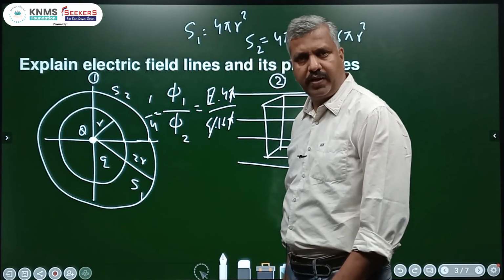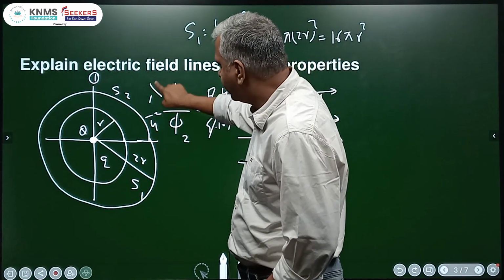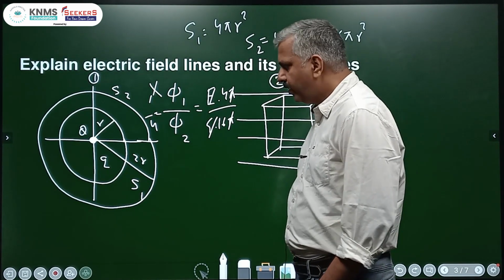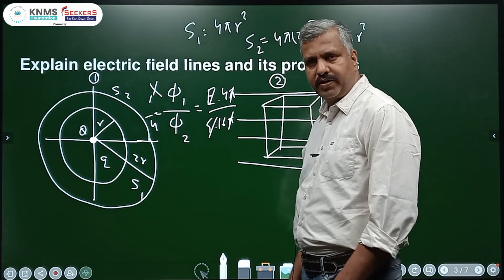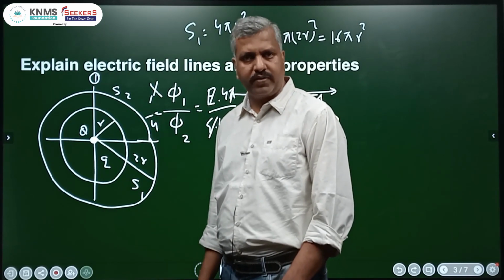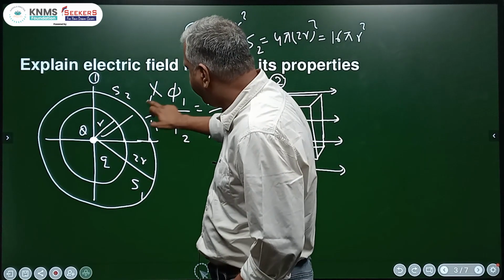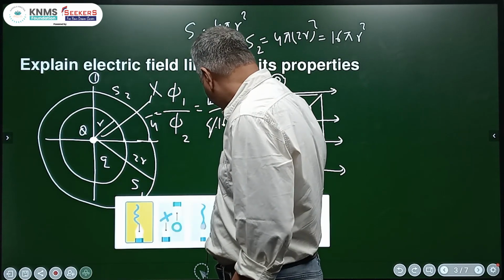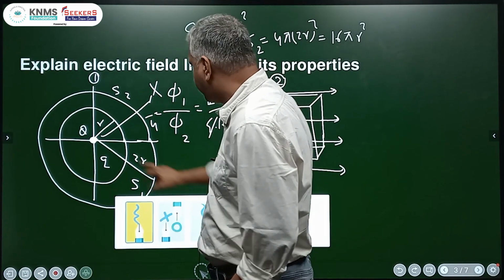You may be tempted to say it is 1:4, but this is not the answer. Why? Because again we have to go back to the definition. The definition of electric flux is the number of field lines cutting through the given cross sectional area. So if you have field lines here, let me change the color so that we will understand it better. I will make it yellow.